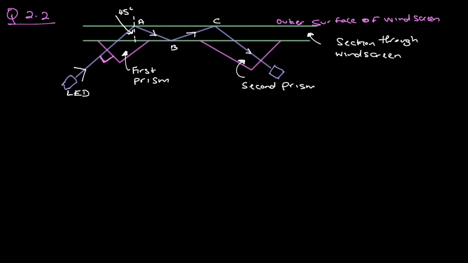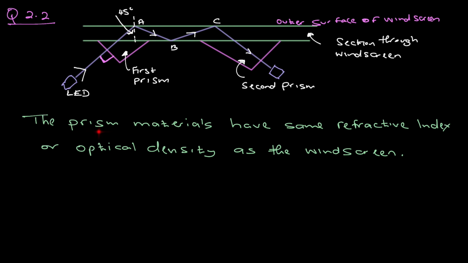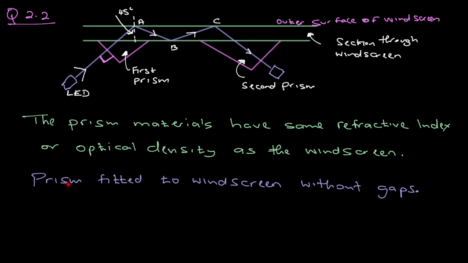Question 2.2. Suggest 2 features of the design that ensure that there is no deviation of the ray as it leaves the first prism and enters the windscreen glass. The first is that the prism material has the same refractive index or optical density as the windscreen glass. The second is that the prism is fitted onto the windscreen without a gap between the prism and the windscreen.